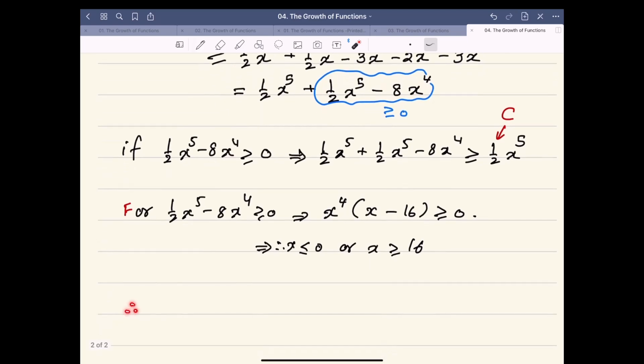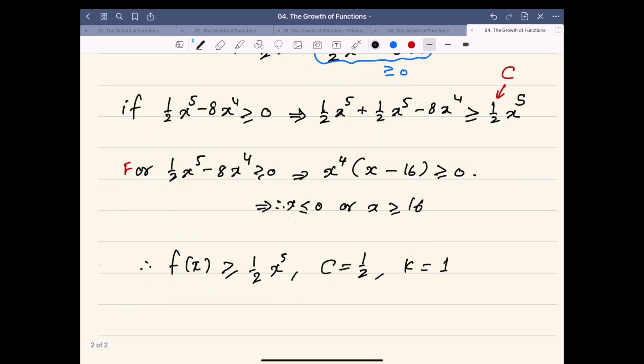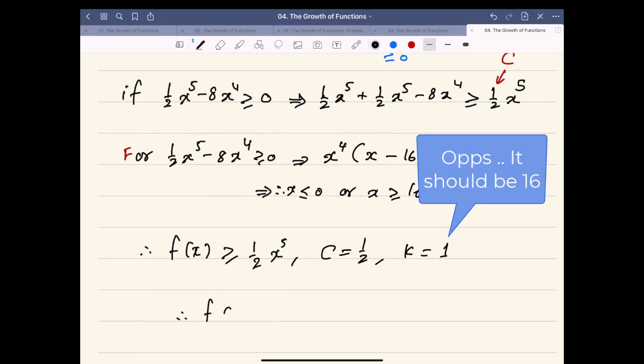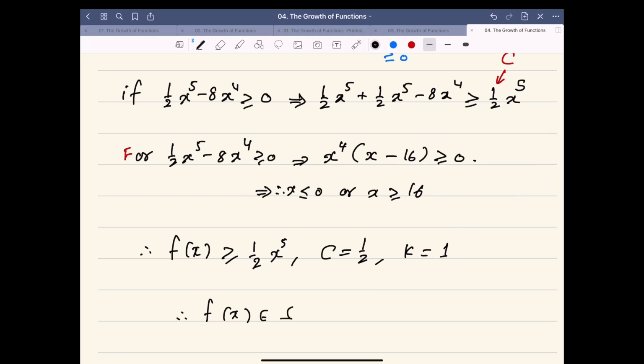So therefore, here we can say that f of x is greater than or equal to 1 over 2 x raised to power 5. And if we consider the value of c equal to half and k equal to 1 as witnesses, then we can say that f of x belongs to big omega of x raised to power 5.